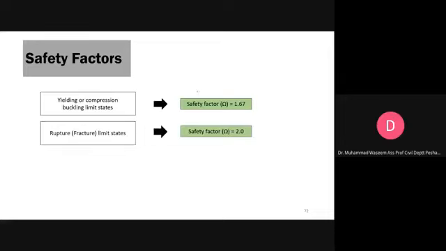Okay, now we said that we are going to use two philosophies, which are LRFD, and we will also use the ASD for the design and analysis of our members. For LRFD, we have seen the phi value or material resistance reduction factor for yielding. We have seen it for rupture. For ASD, we use factors of safety, and these will be 1.67 for the same limit states. Okay, and we will use 2.0 for the rupture limit state.